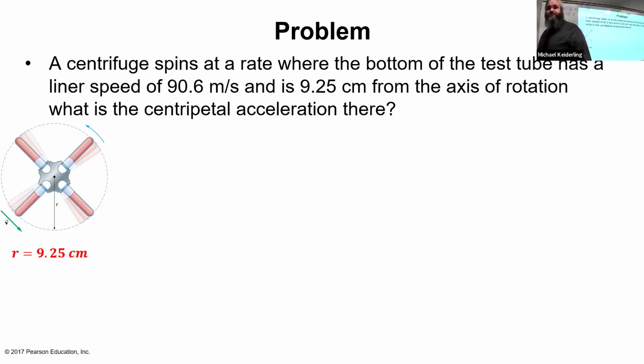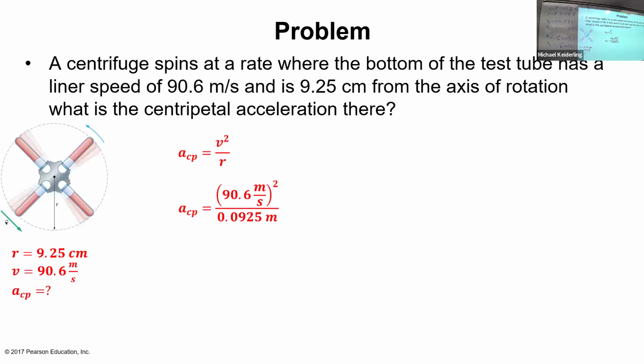So our radius is 9.25 centimeters. Our velocity is 90.6 meters per second. We want to find our centripetal acceleration. So the centripetal acceleration is speed squared over radius. So that's 90.6 meters per second squared over 0.0925 meters. And that's 88,700 meters per second squared, which is 9,055 G.